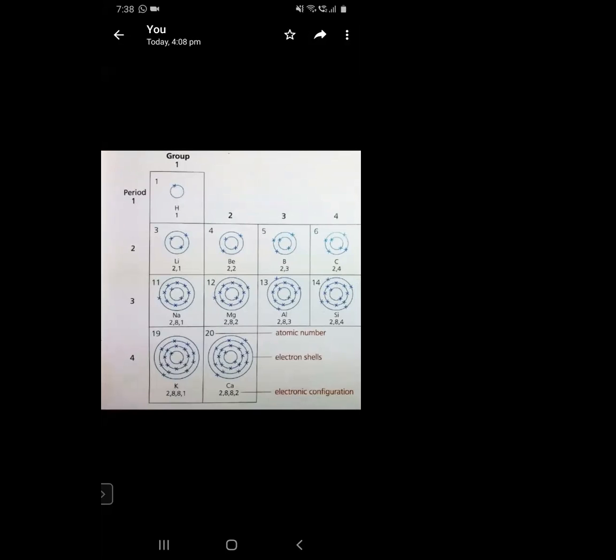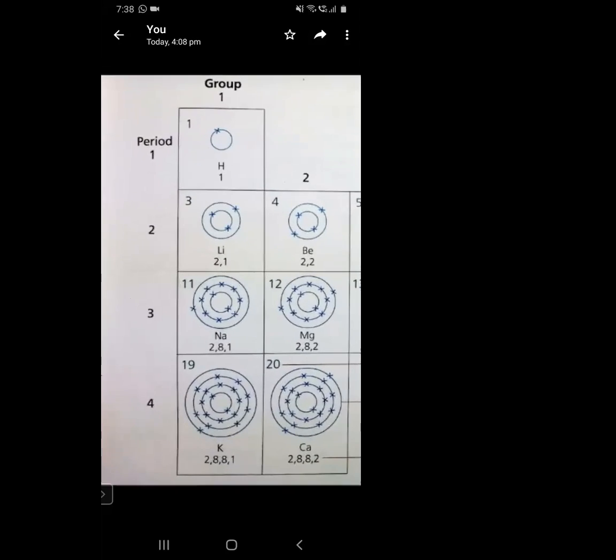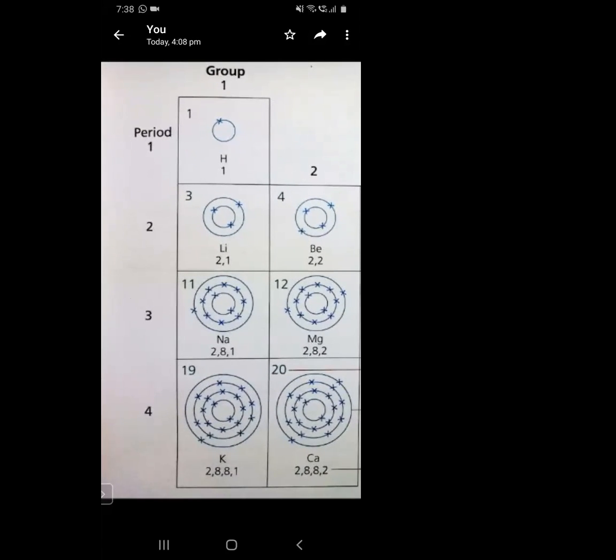We drew these atomic structures in our previous classes. Look at group 1. I'm enlarging it, because I cannot annotate the screen. You can see that in group 1, all the atoms have only 1 electron in their outermost shell. Remember, the innermost shell can hold only 2 electrons. The second shell can hold 8 electrons, and the third shell can hold 8 electrons.